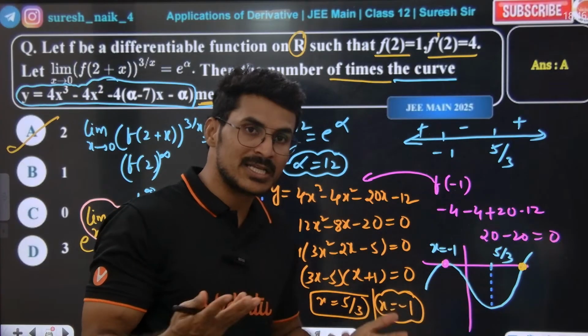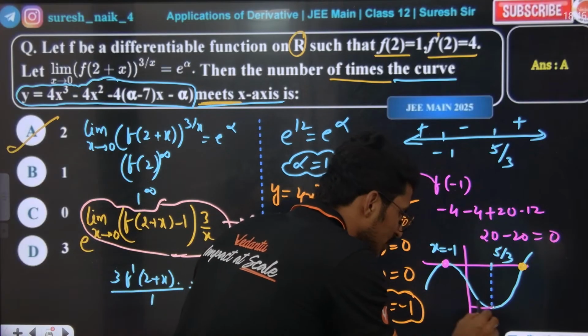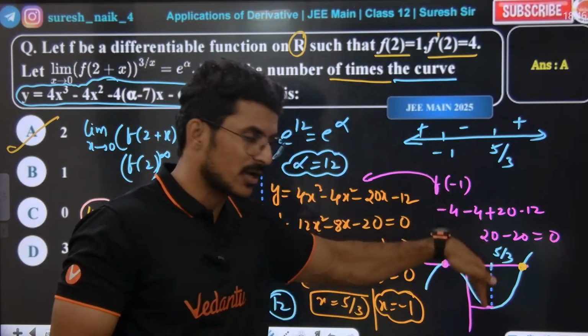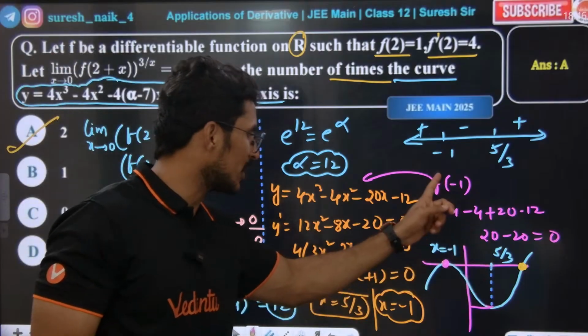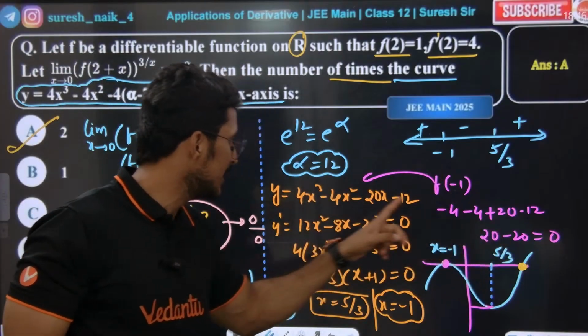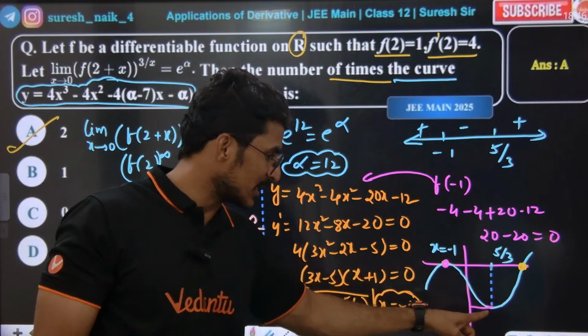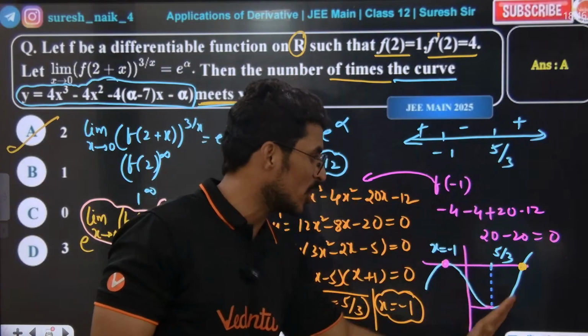Now what about 5/3? I don't mind. If we put 5/3, some value will definitely come. But I'm just drawing a rough graph. Near 5/3 the graph will definitely come down. Check it, I already checked it. If we put 5/3 in this function, definitely a negative value will come. That's why I'm telling you that near 5 by 3 the graph is below the axis. Okay? After 5 by 3 the graph becomes positive.